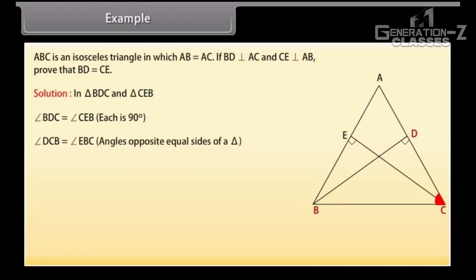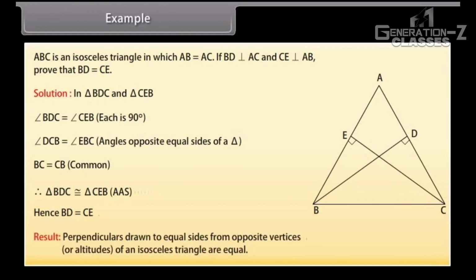Angle DCB is equal to angle EBC because angles opposite equal sides of a triangle are equal. And BC is equal to CB because they are common. Therefore, triangle BDC is congruent to triangle CEB, AAS. Hence, BD is equal to CE.